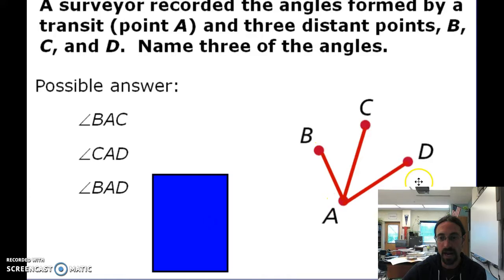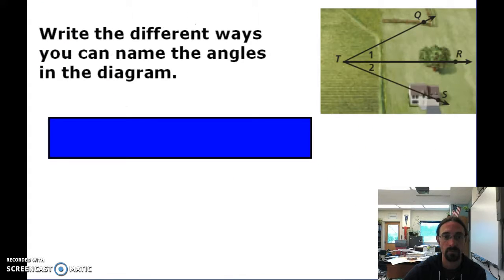So you've got angle BAC, you've got angle CAD, and you have angle BAD. Now, if you said DAB, that's fine. If you said CAB, that is also fine. But those are the three angles that we're talking about. You can't, again, just say angle A, because we're not sure if that refers to this angle A, or this all-encompassing angle A.